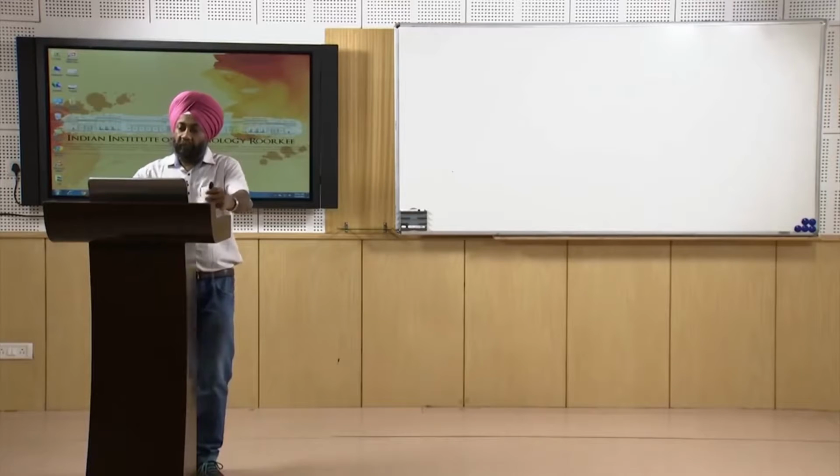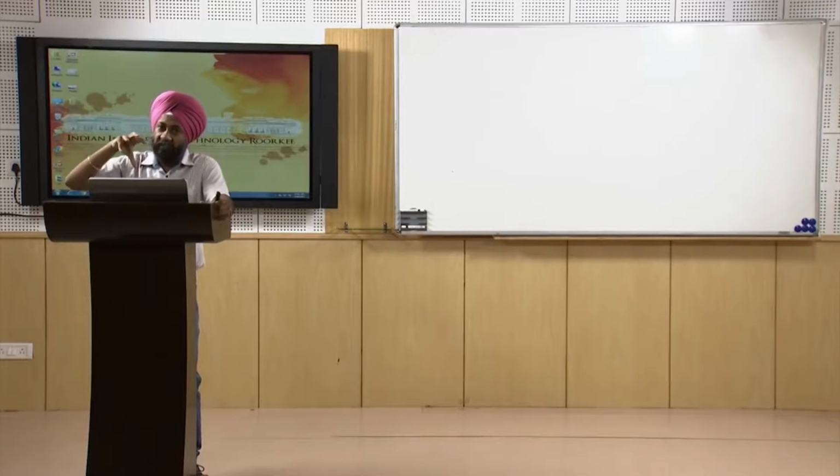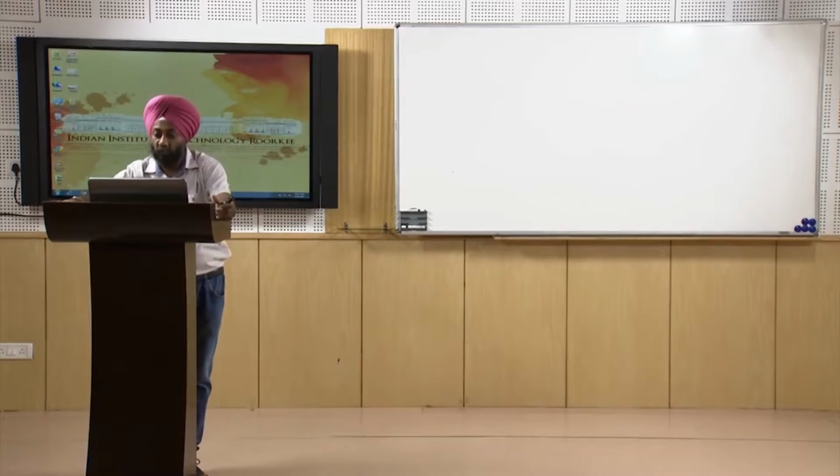Now what is blow molding? Blow molding is a manufacturing process that is used to produce hollow plastic parts. So the first thing we should remember is the application, why this process has been developed: it is used to produce hollow plastic parts. How is that done? By inflating a heated plastic. Inflating means we have to blow, we have to inject air inside so that the plastic inflates and takes the shape of the mold until it conforms to the mold shape.